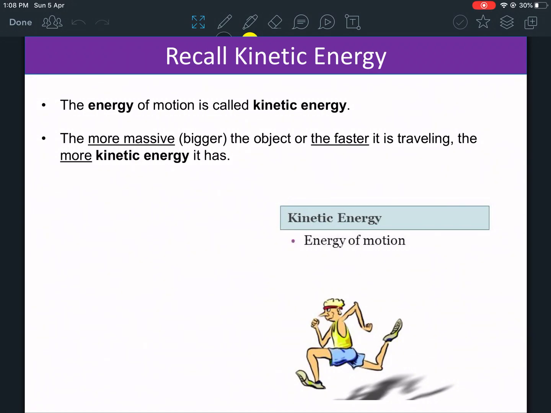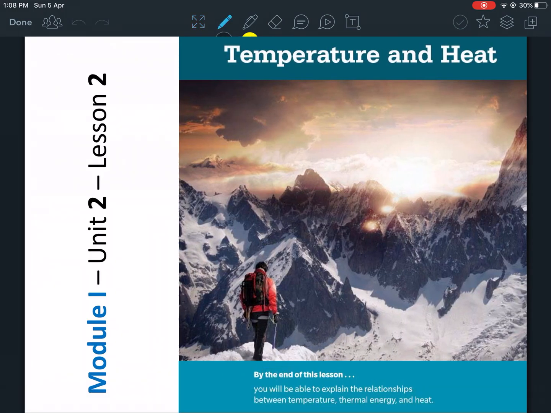Good morning, boys. So today we're going to learn basically about temperature, okay? Temperature.